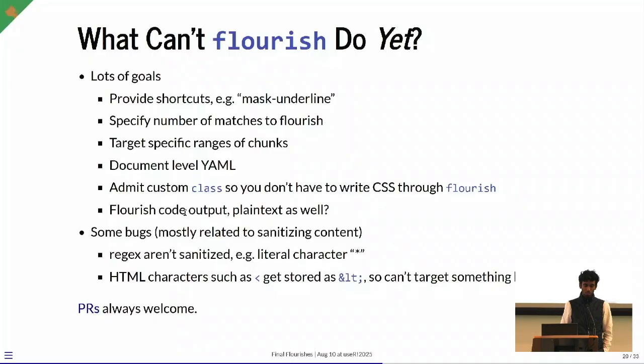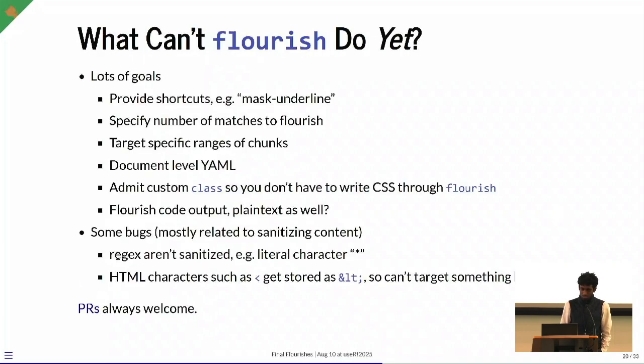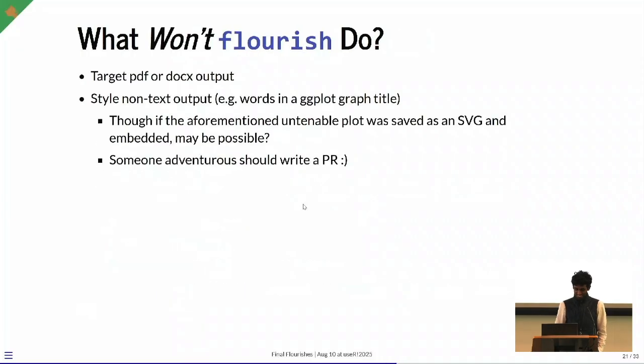We'd also like to target code output and plain text, but right now, as you can see, everything's on the code chunk itself, but it would be nice maybe to be able to highlight some of the output. There are some bugs, mostly related to sanitizing stuff, because HTML and regex are a bit annoying like that. PRs are welcome. You can fix all of this for us, or we'll get AI to do it.